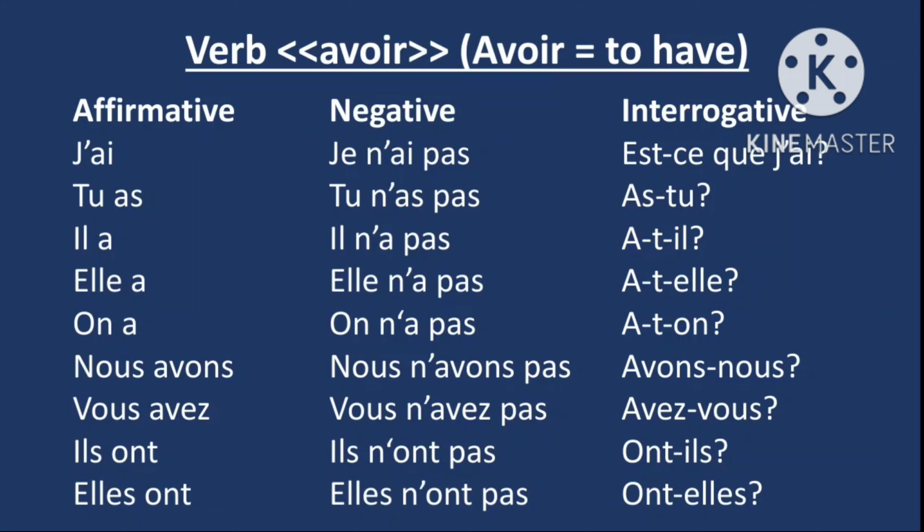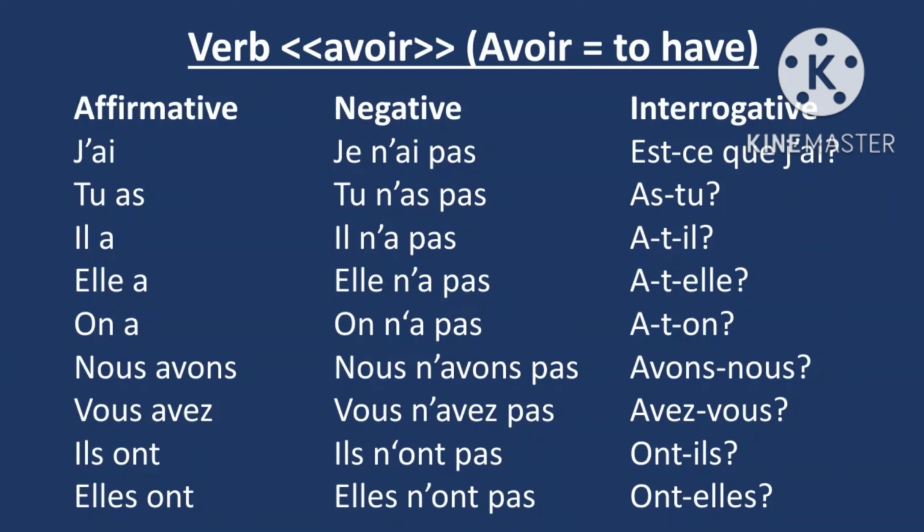Negative form, je n'ai pas, tu n'as pas, il n'a pas, elle n'a pas, on n'a pas, nous n'avons pas, vous n'avez pas, ils n'ont pas, elles n'ont pas, meaning I don't have, you don't have, he doesn't have, she doesn't have, one doesn't have, we don't have, you don't have, they don't have, they don't have.